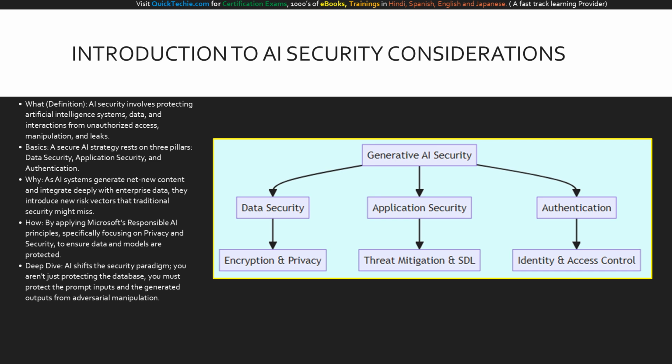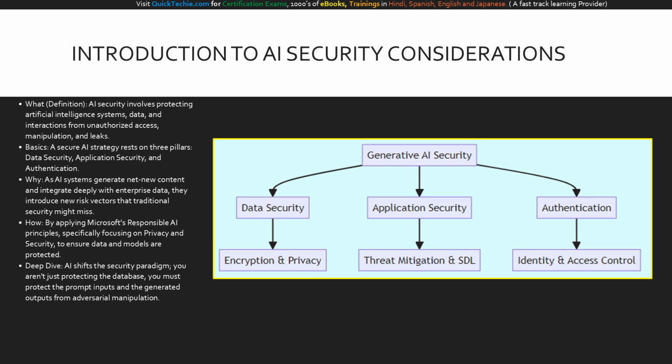As we dive deeper, recognize that AI shifts the security paradigm. You aren't just securing a static database anymore. You must actively protect the dynamic prompts flowing into the system and the generated content flowing out. Without these three pillars in place, innovation introduces unacceptable enterprise risk.